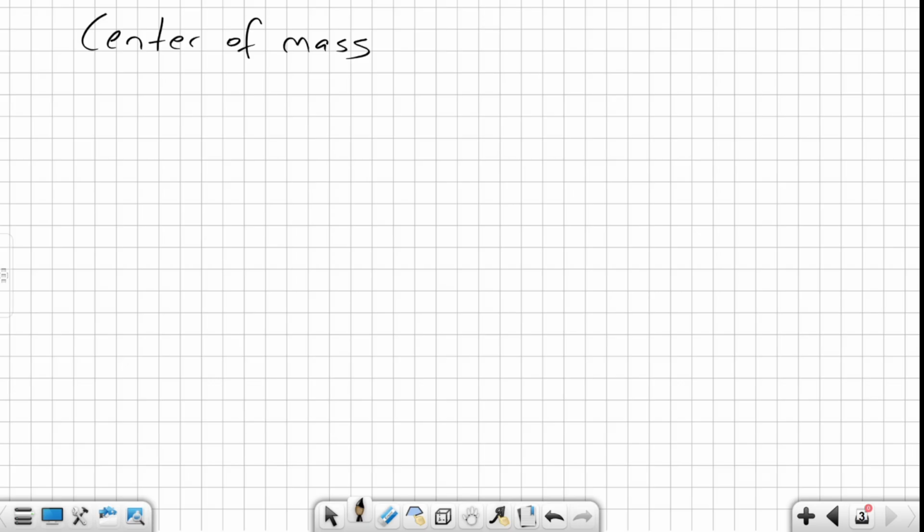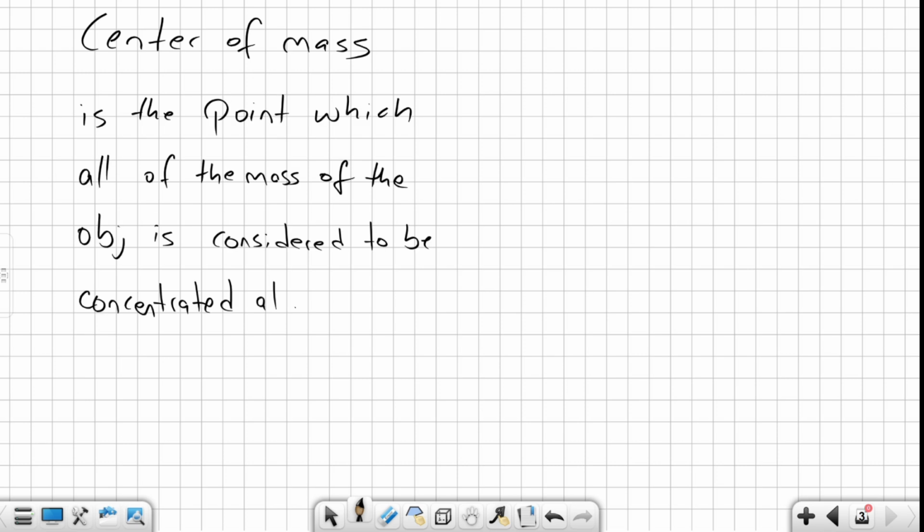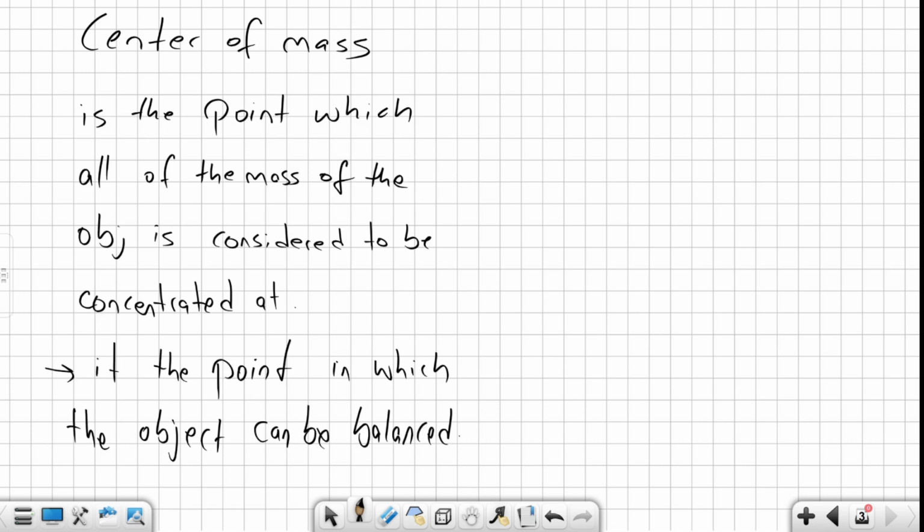Center of mass simply is the point at which all of the mass of the object is considered to be concentrated. So it is simply the point at which we can balance the object. Simply take your pen, pencil, anything around you, and try to balance it. The point where you can balance that object is the center of mass. When the object is balanced, it is said to be in equilibrium. We'll talk about this one later.